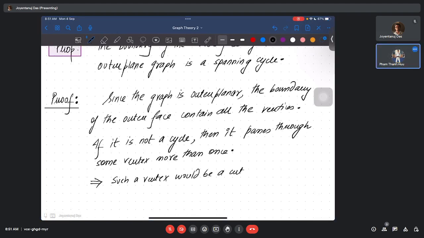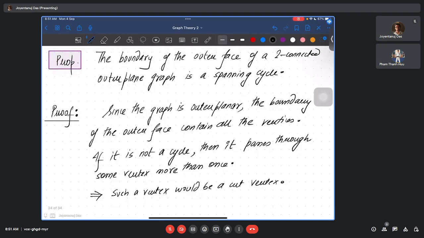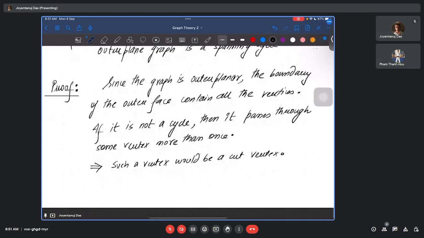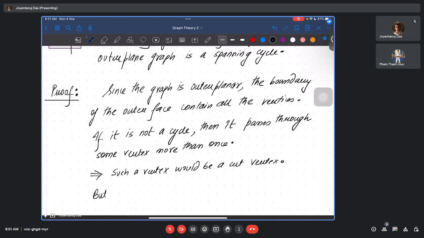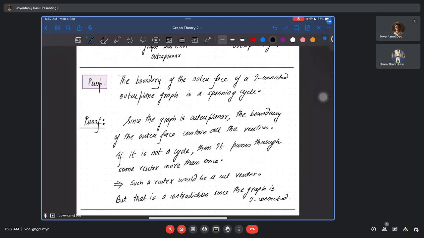But that is not the case, because we know that the graph is two connected, so it cannot have a cut vertex. If it had a cut vertex and you delete it, the graph becomes disconnected. But it is given that it is two connected, so that is a contradiction. So it has to be a cycle. Hence the boundary of the outerplane graph is a spanning cycle.